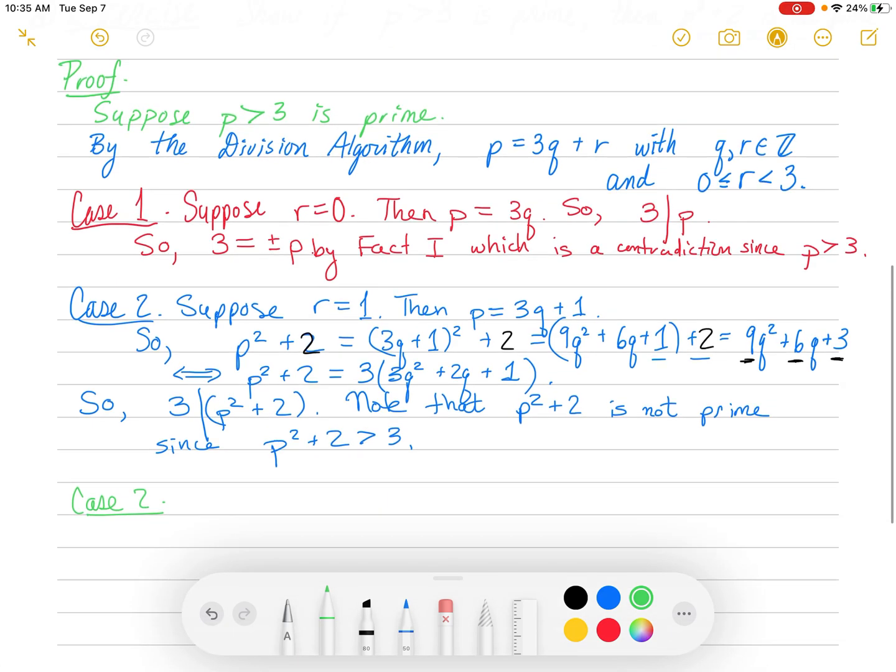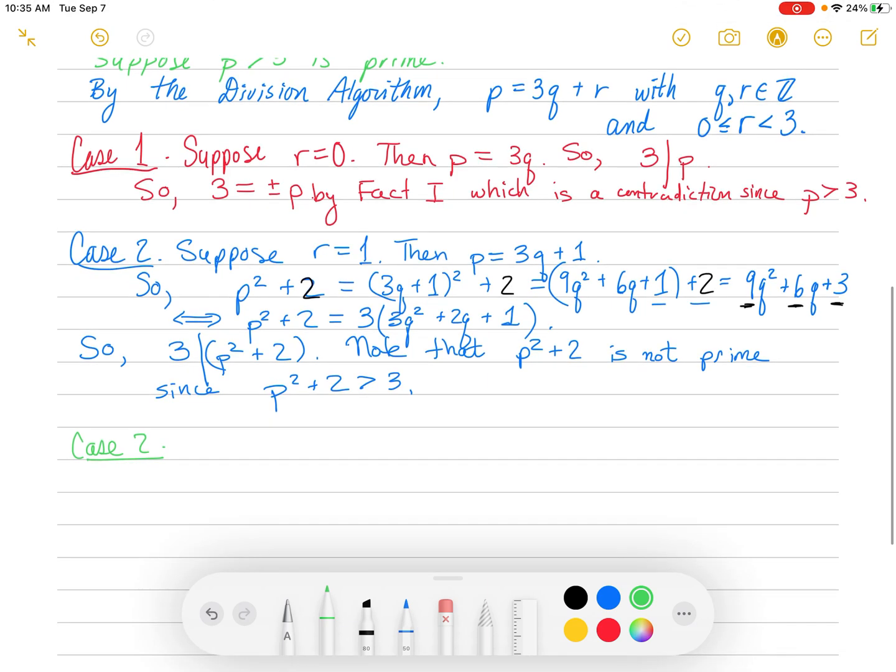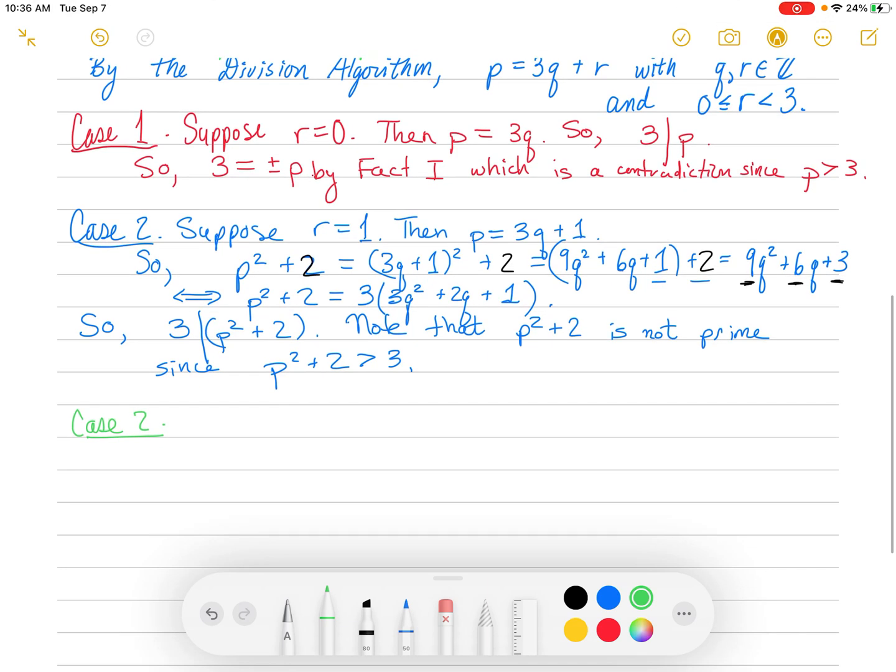Case 2, we want to look at the case when the remainder is 2, right? We've done remainder 0, which was a contradictory case. We basically ruled that case out. Case 1 led us to the fact that p squared plus 2 is not prime. Let's do that once again, but this time with r equal to 2. Let's suppose r equals 2. And that means p is of the form 3q plus 2. That's when you have a remainder of 2.